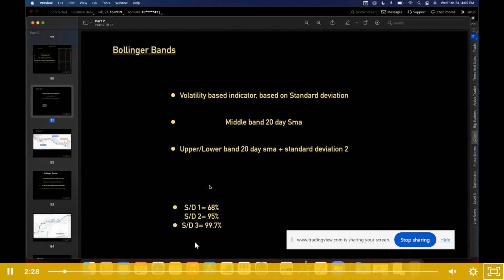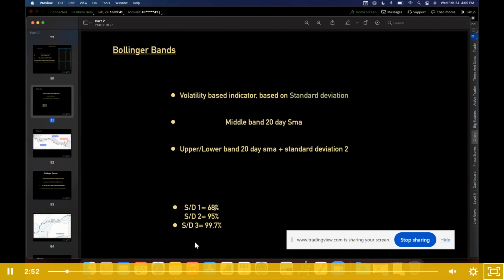All right. So Bollinger Bands. Basically, first we're going to start off. I'm going to explain what Bollinger Bands are. Then I'm going to explain the W bottom pattern, because I use Bollingers a lot. Bollingers are a volatility-based indicator, and they use the standard deviation, the same formula that implied volatility uses, right?